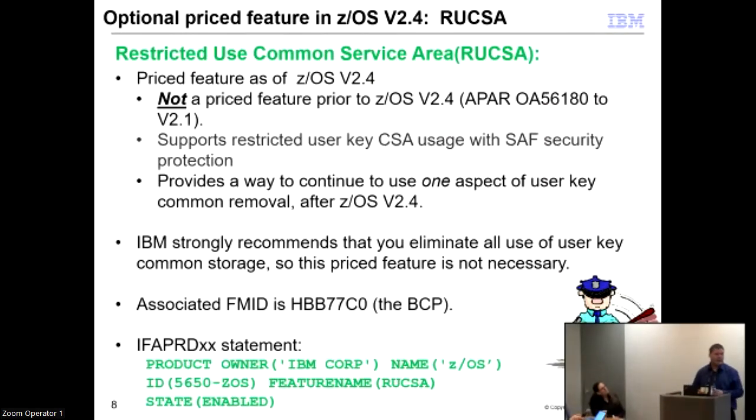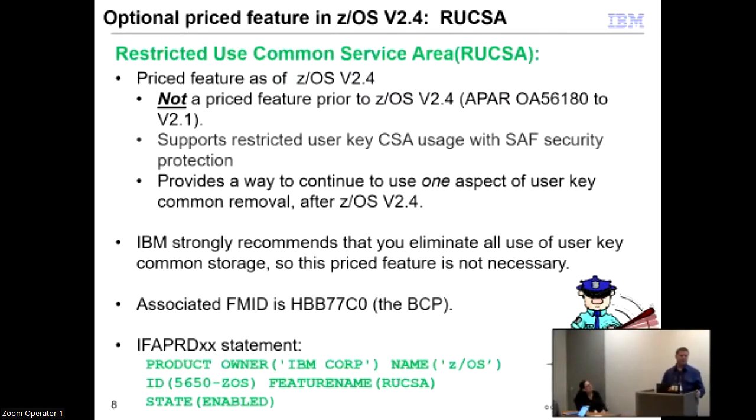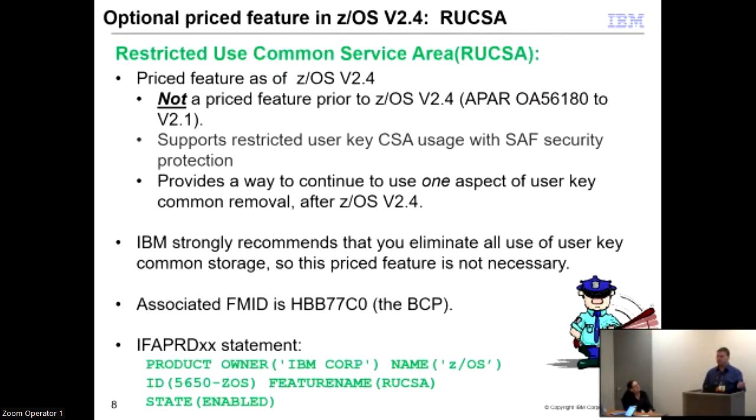So the first optionally priced feature in z/OS 2.4 is RUCSA, which is Restricted Use Common Service Area. Prior to z/OS 2.4, you could install RUCSA with an APAR, OA56180. Starting with 2.4, RUCSA is now an optionally priced feature, so you have to purchase this. It supports restricted user key CSA usage with SAF authority. IBM recommends you move off the use of user key common storage area, however.